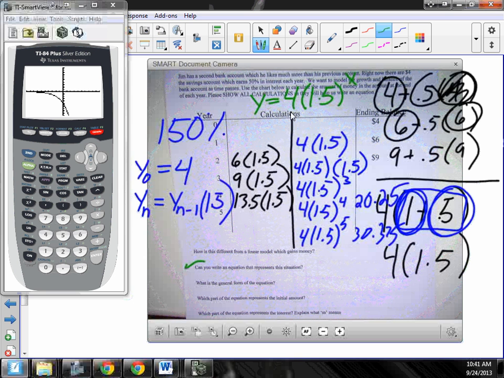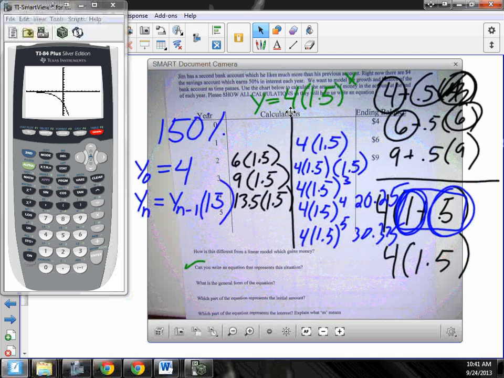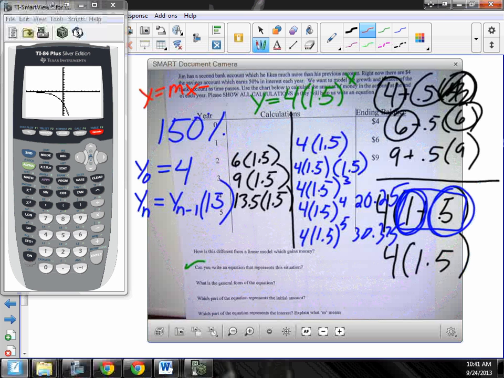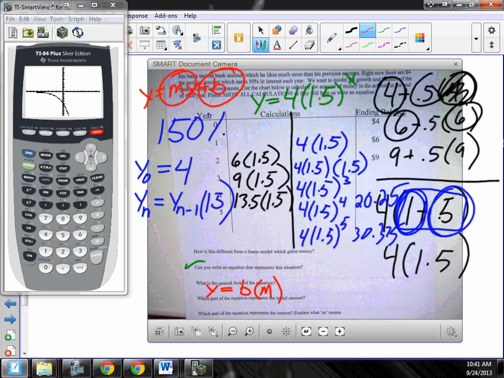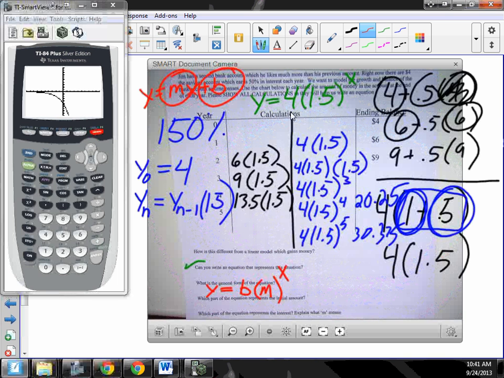Now for the explicit equation, we can write what is called the general form, the equation that represents everything. In the linear model, our general equation was y equals mx plus b. M represented the increase, and b represented the initial amount. For an exponential equation, we can use the same variables. But the general form, so this question down here, is y equals b times m to the x. And that equation represents every possible exponential equation.